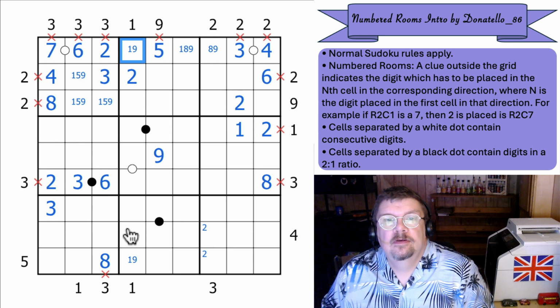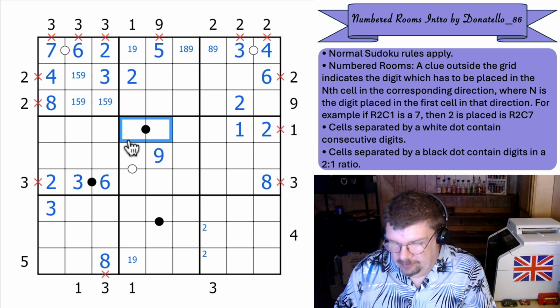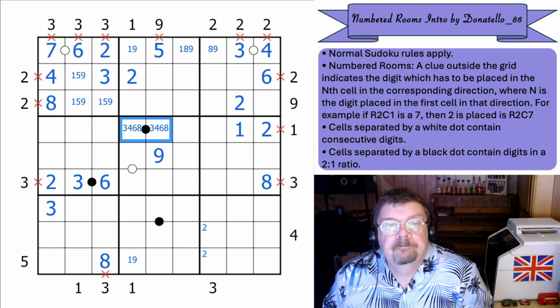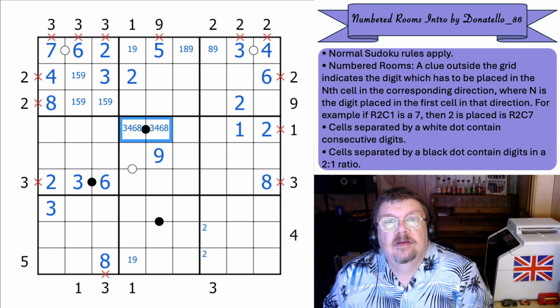Where is my next clue to look at? Okay. Well, these digits can't be 1 or 2. So it must either be a 4-8 or a 3-6. Not entirely sure how that helps just yet, but it is true nonetheless.